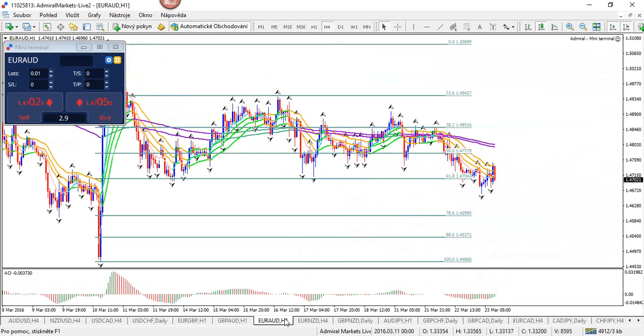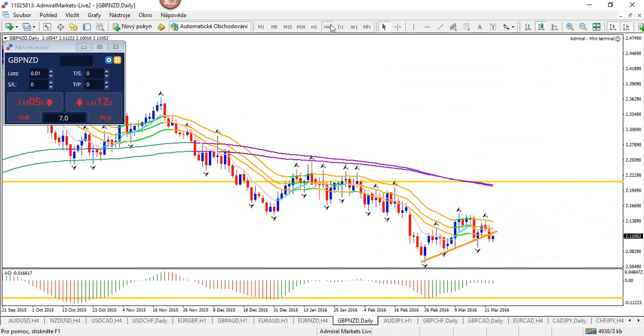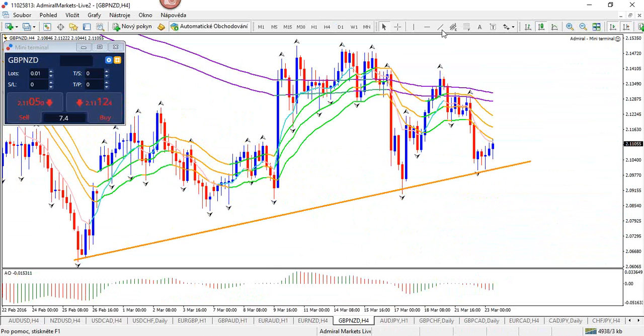All right. Other than that, let's see. Euro Aussie looks like still nothing. Euro New Zealand doesn't look interesting. Pound New Zealand, well, still is divergence, and I'd still be cautious with this one.